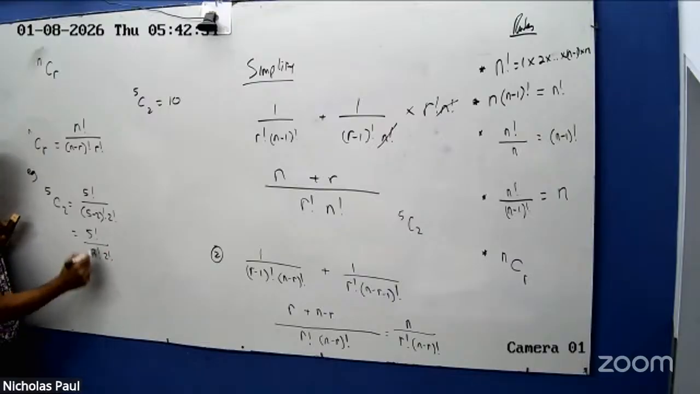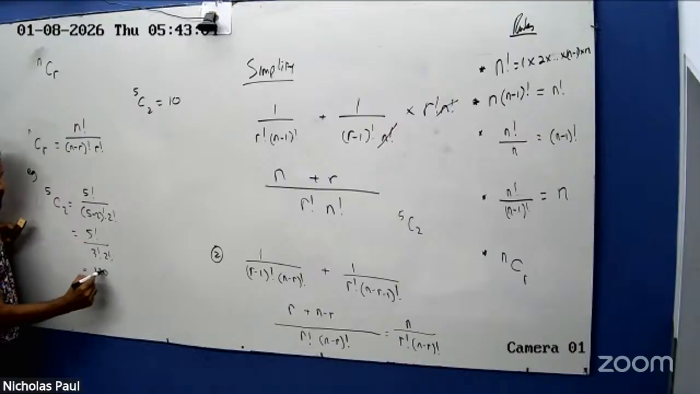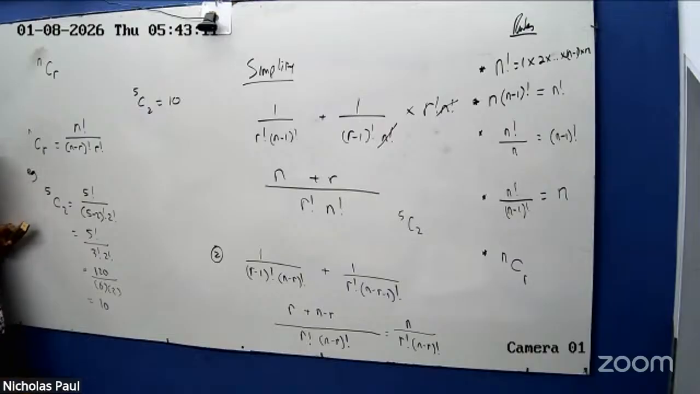Right? What is that equal to? If you work this out, 5 factorial is how much again? 120. Check and see. And 3 factorial is 6, and this is 2. So you'll get 10 as the answer. That's okay? So this simple value came from all of this. That's okay?